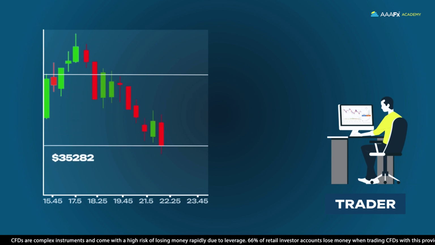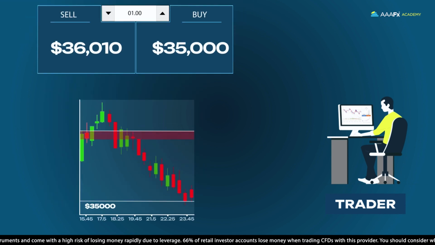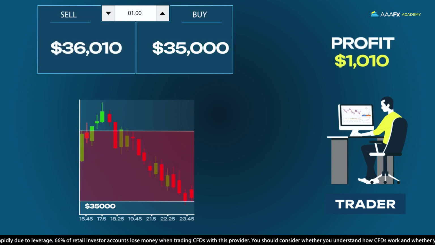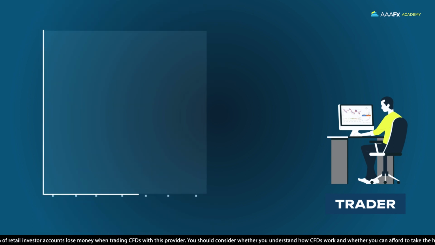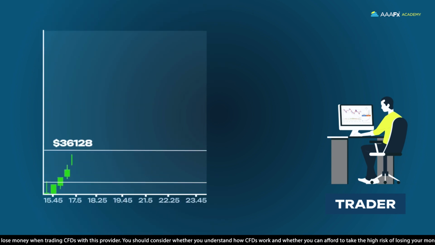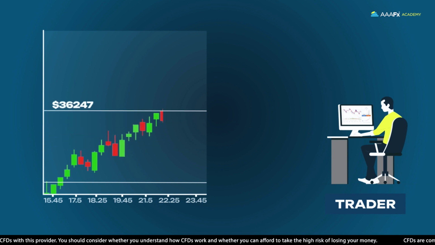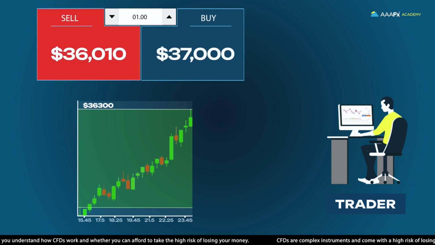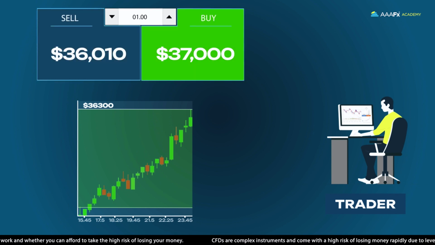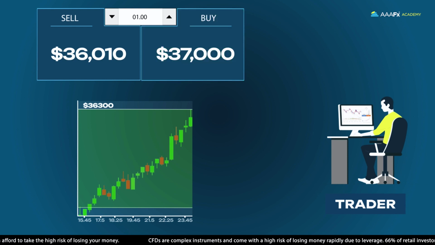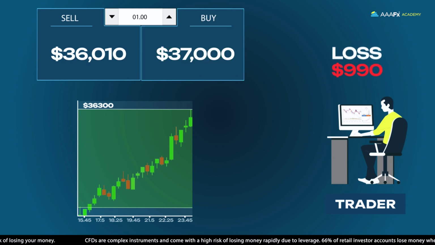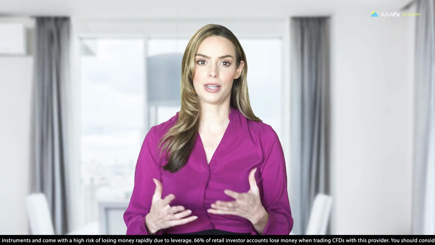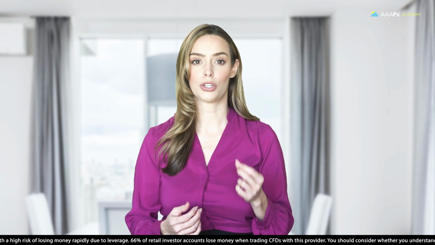Scenario 1, Bitcoin keeps going down. It hits your target of $35,000. You initially sold it at $36,010 and bought it back at $35,000, making a profit of $1,010. In scenario 2, Bitcoin's price rises, surpassing its stop loss level of $36,300. You initially sold Bitcoin USD at $36,010 and bought it back at an elevated price of $37,000, resulting in a loss of $990. Understanding the different types of CFDs and their unique characteristics is essential for successful trading.